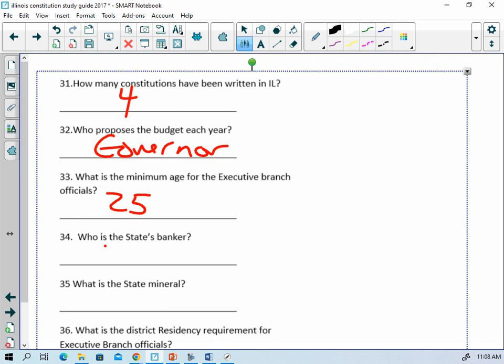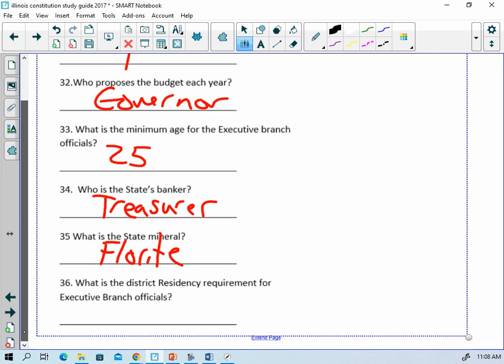Who's the state's banker? Treasurer. What's the mineral? Make sure you put the T there. What's the district residency requirement for executive branch members? 3 years. It's finally finished.